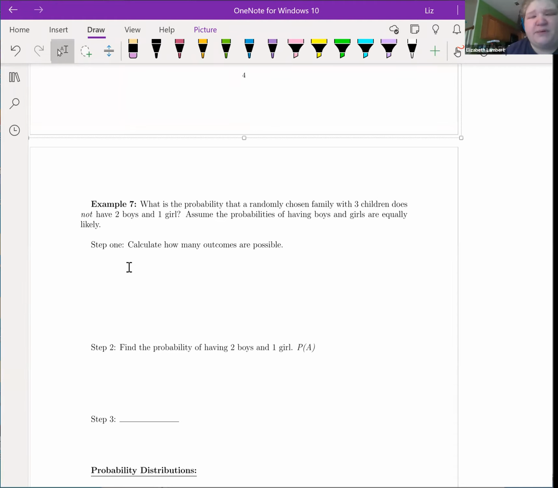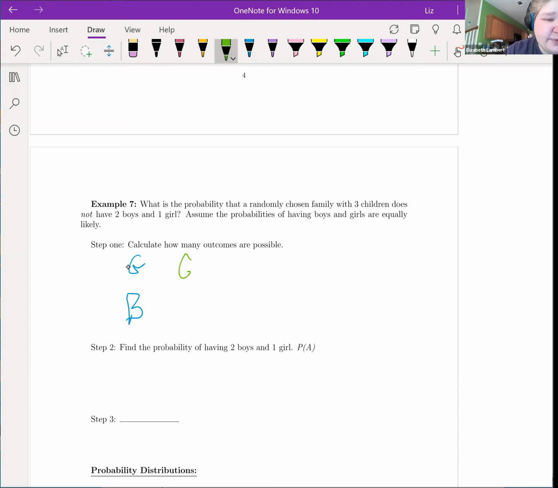Although even then there might be some ambiguity. So we'll just have to find something else that's actually binary. Okay. So assuming old school binary gender, I could have for my first choice a girl or a boy. For my next choice, I could have a girl or a boy. For my third choice, I could have a girl or a boy.